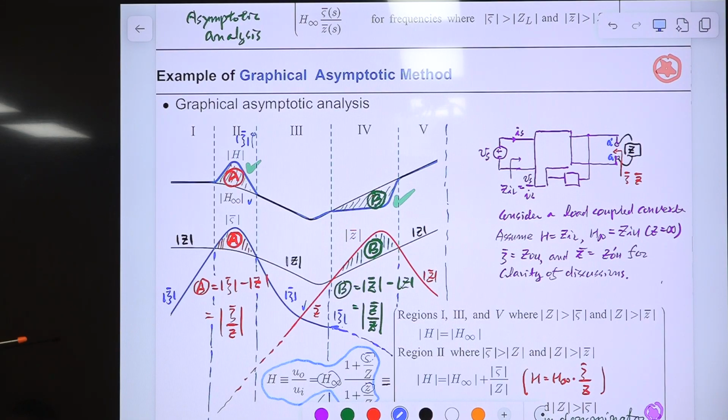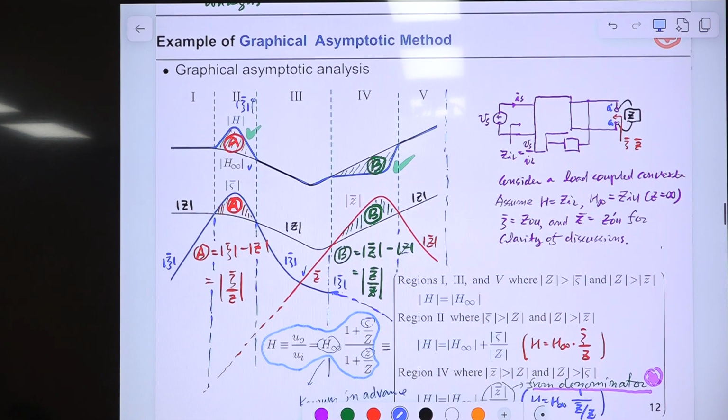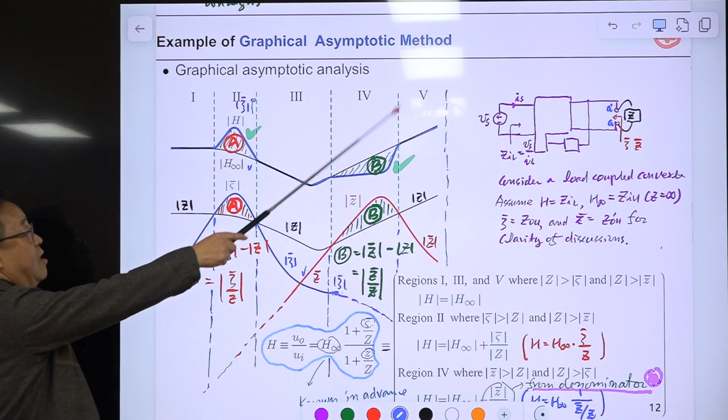This is a very important example, and I added something here. Again, this will appear in the post-lecture slide. Okay, just listen to me. All right. So, for the clarity of discussions, I draw this.